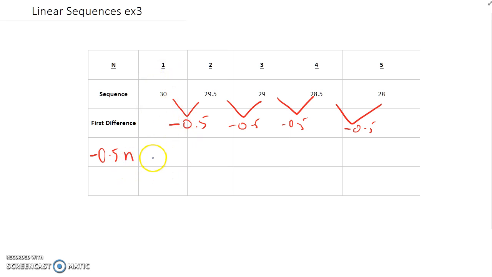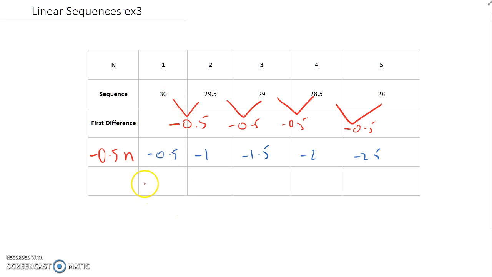Now we just need to calculate what it's going to be if I plug this in. So 1 times minus 0.5 will give me minus 0.5. The next one will give me minus 1. The next one will be minus 1.5. Next one is minus 2. Next one will be minus 2.5. So now, here is where this question is actually a bit more tricky. What is the difference between 30 and minus 0.5? Or in other words, how do I get from minus 0.5 to 30?